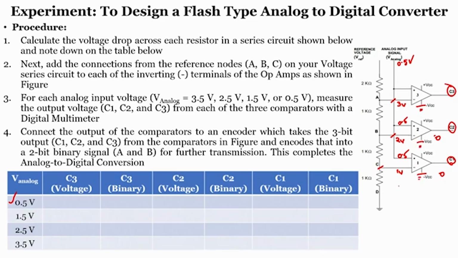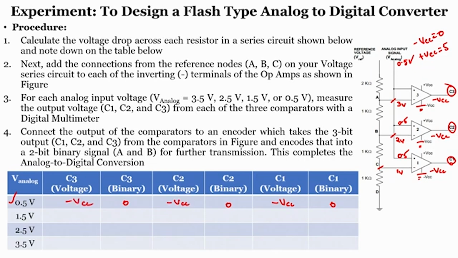Otherwise, you will get whatever voltage you are applying at minus VCC. This is also minus VCC. What about this? Minus VCC. So, since I am making minus VCC as 0 and plus VCC as 5 volts, I can say C1, C2, C3 as a binary value are 0, 0 and 0. The voltages are nothing but minus VCC, minus VCC, minus VCC.